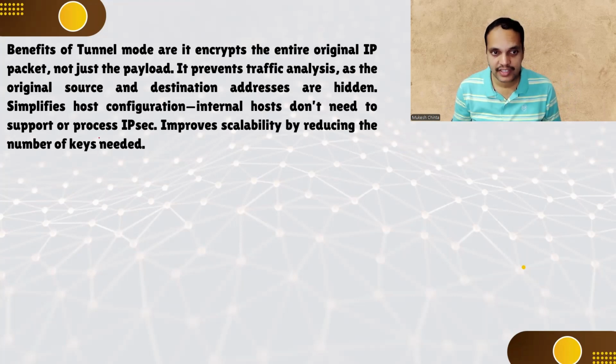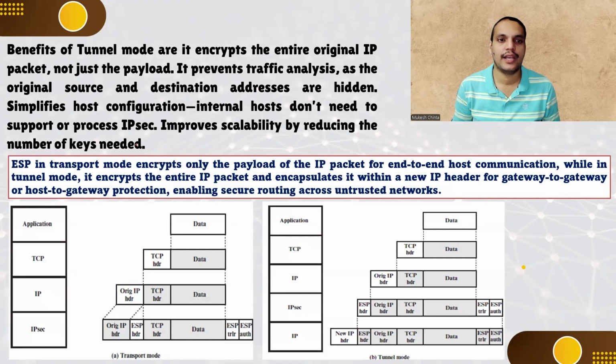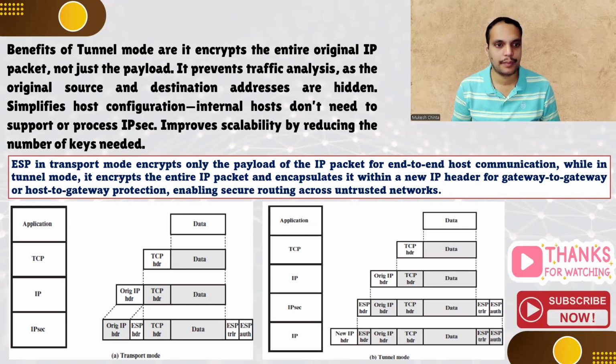It also simplifies the host configuration, because each and every host now does not require a full implementation of ESP and does not require key management. It also improves scalability by reducing the number of keys needed. To summarize, ESP in transport mode encrypts only the payload of the IP packet for end-to-end host communication, while in tunnel mode it encrypts the entire IP packet and encapsulates it within a new IP header for gateway to gateway or host to gateway protection, enabling secure routing across untrusted networks.